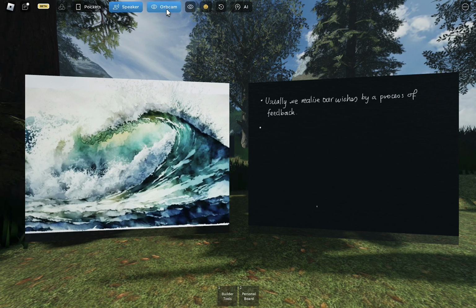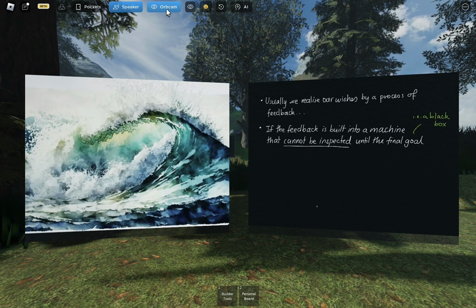If the feedback is built into a machine that cannot be inspected, and this here is what we're going to focus on. So if the feedback is built into a machine that cannot be inspected until the final goal, I guess we would call that a black box. The possibilities for catastrophe are greatly increased.